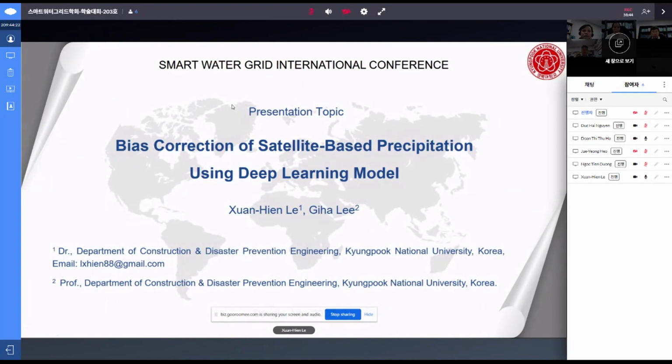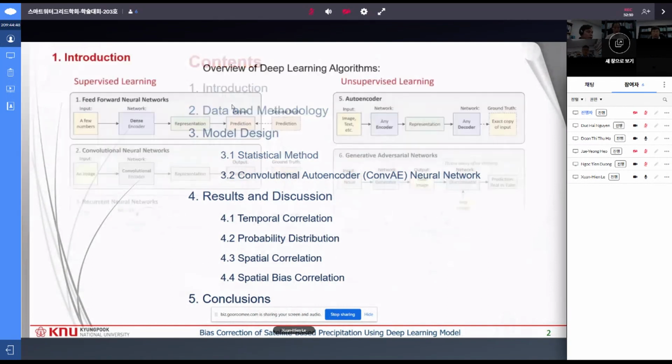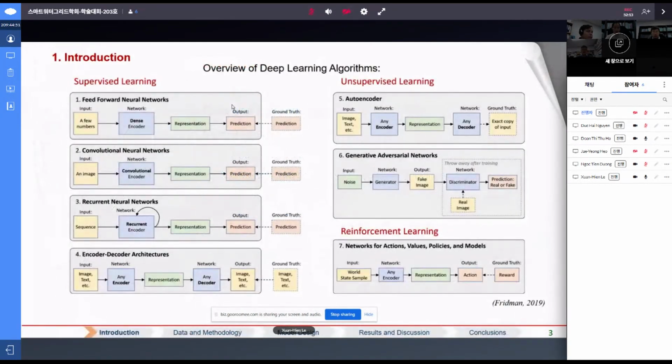Anyway, today I will present one of my researches, bias correction of satellite-based precipitation using deep learning models. My presentation includes five parts: introduction, data and methodology, model design, research discussion, and the last is conclusion. Because I will talk about the application of deep learning in the hydrology field, in this slide I will give you some of the basic concepts about deep learning.